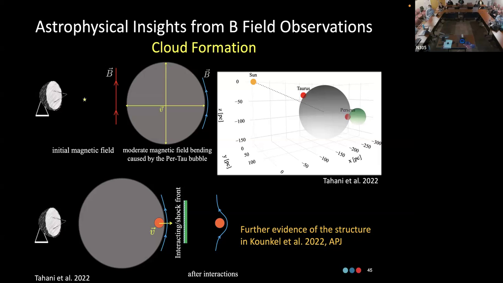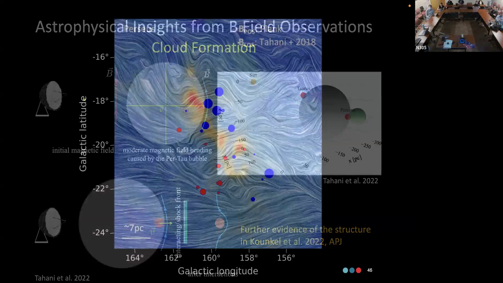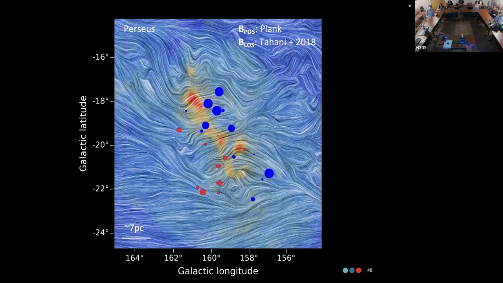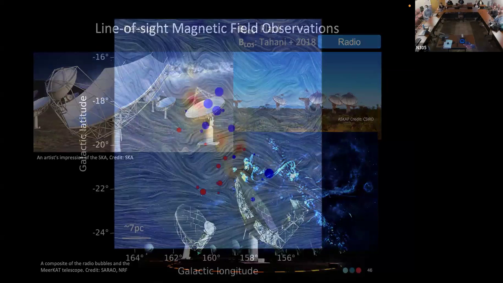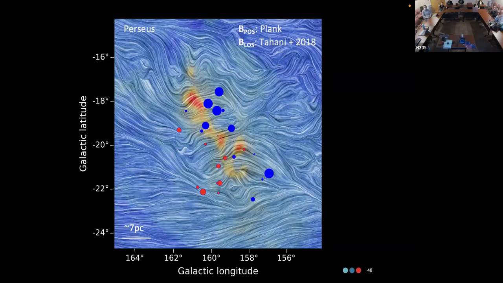So this is telling us that with 3D magnetic fields, not only can we explain how these clouds and their magnetic fields were shaped and formed, we can also identify structures that were not visible with total intensity observations. So for the Perseus cloud, we are now able to explain its formation and identify structures that were not identified before.